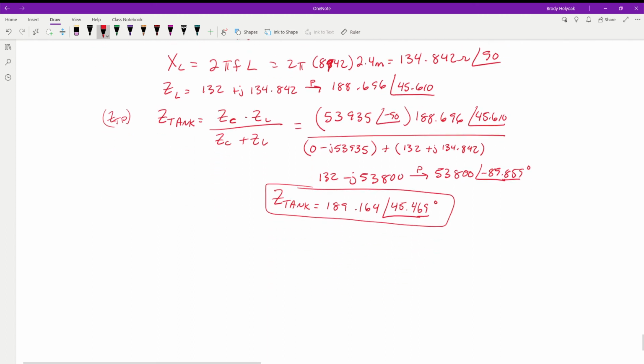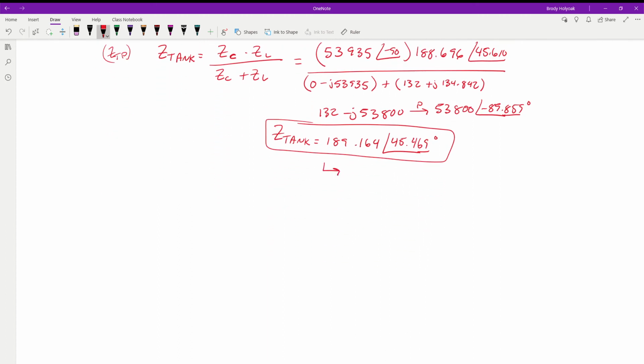So now that we have that, we're going to want to convert this into rectangular because we're going to add that value to our resistor, because now these two are in series. So we convert that down. This becomes 132.66 plus j of 134.85.